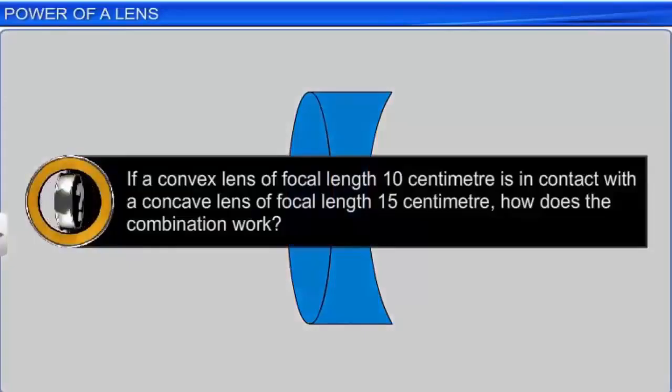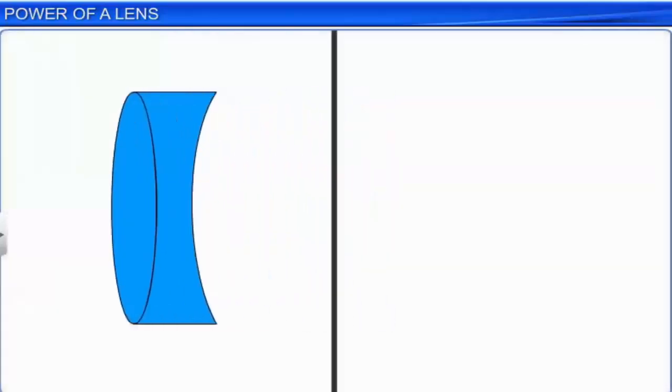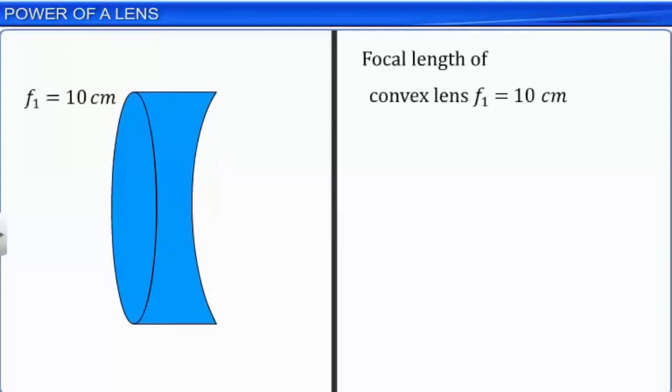Let us look at an example to understand this better. If a convex lens of focal length 10 cm is in contact with a concave lens of focal length 15 cm, how does the combination work? According to the Cartesian sign conventions, we have focal length of the convex lens f1 equal to 10 cm and the focal length of the concave lens f2 equal to minus 15 cm.